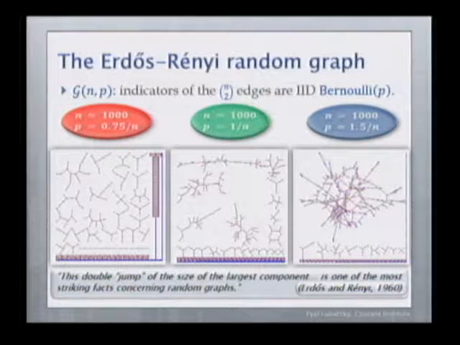And here's this quote. This jump from log to a power law behavior to linear was nicknamed the double jump in one of the two original papers by Erdős and Rényi in 1960. I realize now that the way that I phrase this quote, it's like the double jump is one of the most striking facts concerning random graphs. So it could be, for instance, that the part that I omitted is something completely different. So maybe it is the behavior of the random walk on it that is one of the most striking facts concerning random graphs.